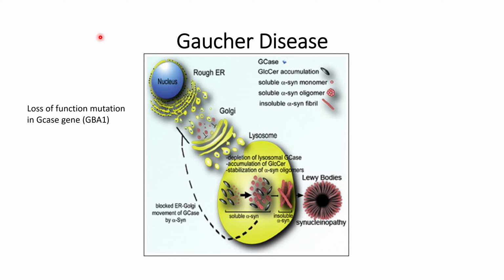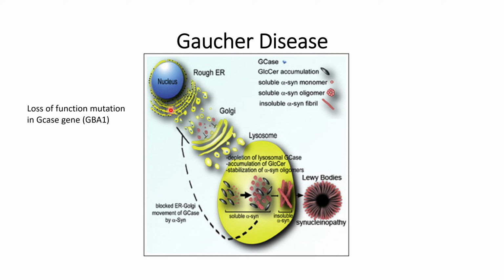In this video, we will discuss another lysosome disorder, that is Gaucher disease. In this case, the problem is with the GCase gene, or GBA1 gene. When a mutation occurs in a way that this gene becomes non-functional, then Gaucher disease might occur. Let us go through a brief overview of what actually happens in Gaucher disease.